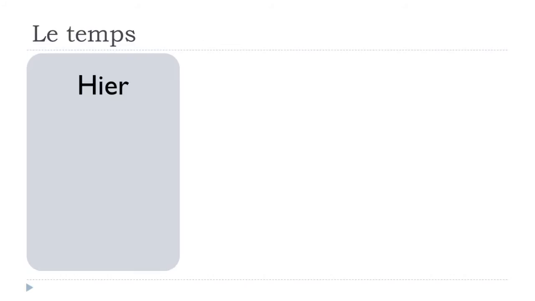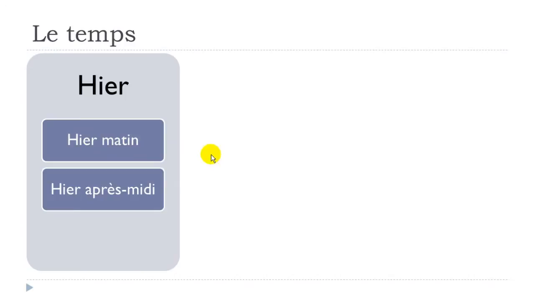So let's see now. Hier. So yesterday. Hier matin. Matin is morning. Okay, so yesterday morning will go in French like hier matin. Après-midi means afternoon. Hier après-midi. Yesterday afternoon. Alright? And then soir, evening. Hier soir. Okay, so let's repeat that. Hier. Hier matin. Hier après-midi. Hier soir.